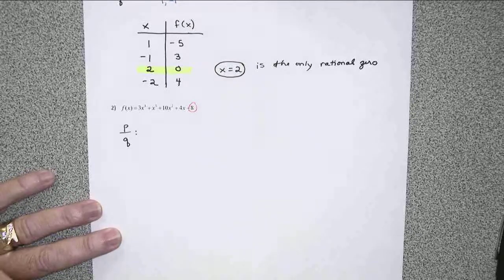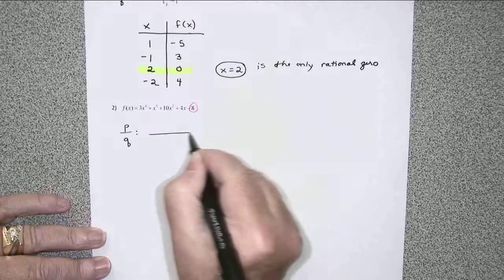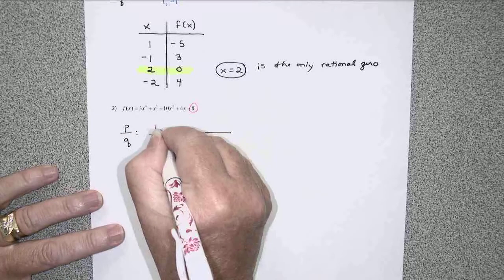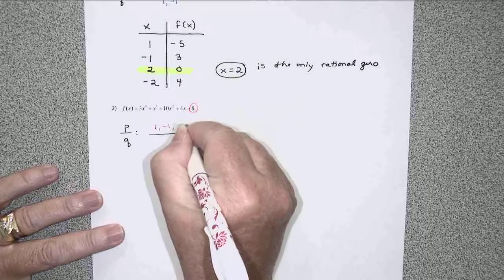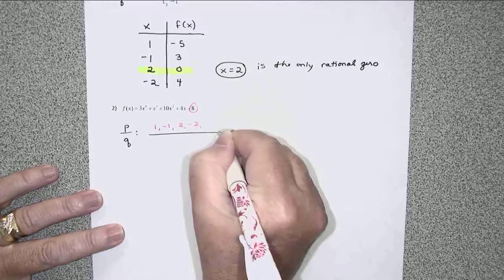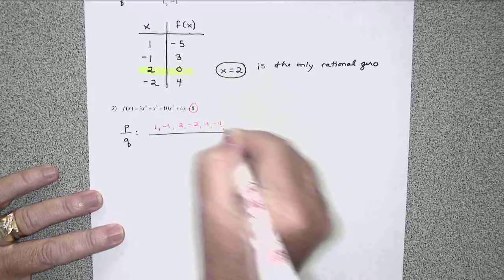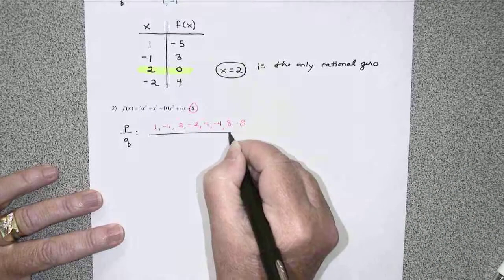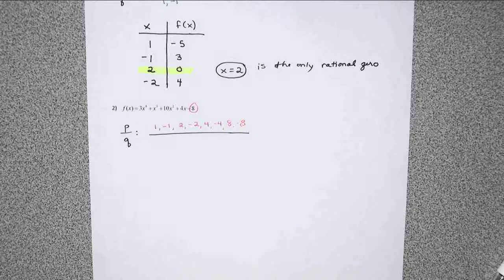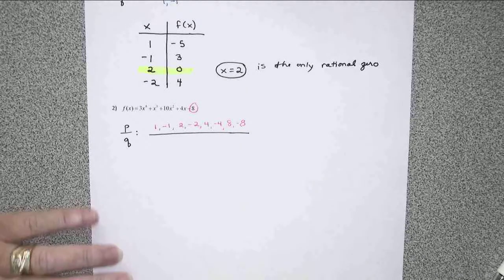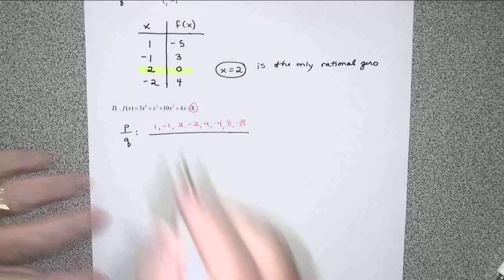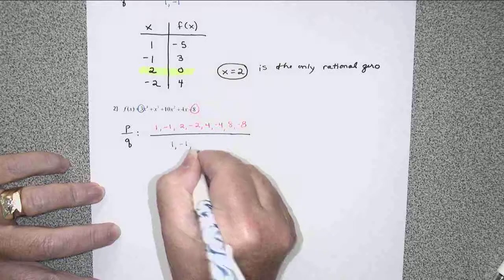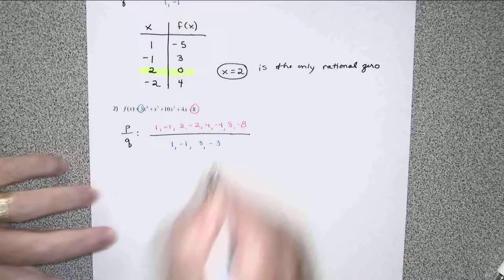P this time is going to be a factor of 8. So let's think about all the possible factors of 8. 1 and negative 1, 2 and negative 2, 4 and negative 4, 8 and negative 8. 1, 2, 4, and 8 are all factors of 8. Put in the plus and minus. In the denominator, q, factors of 3. So 1 and negative 1, 3 and negative 3.